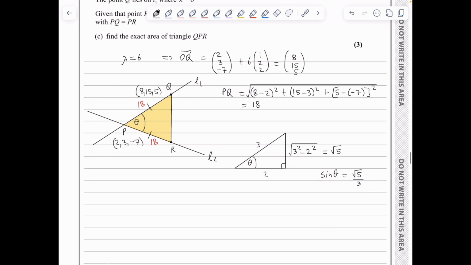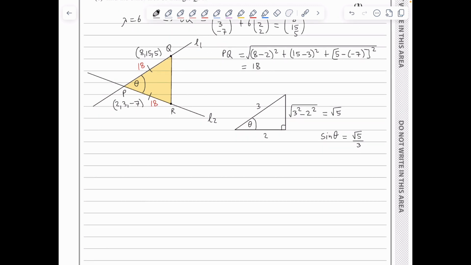And I can proceed with the area of the triangle being a half ab sine C. So the area of triangle PQR is a half times the 18 times the 18 times the sine of theta, which is root 5/3, which gives an answer of 54 root 5 units squared.